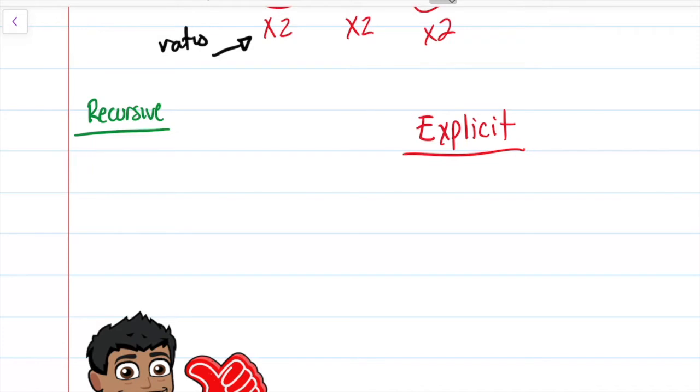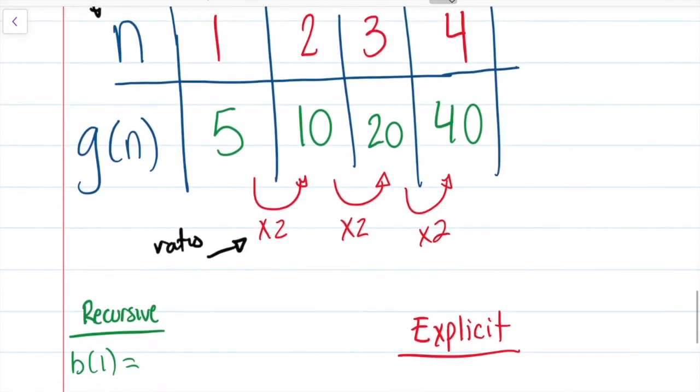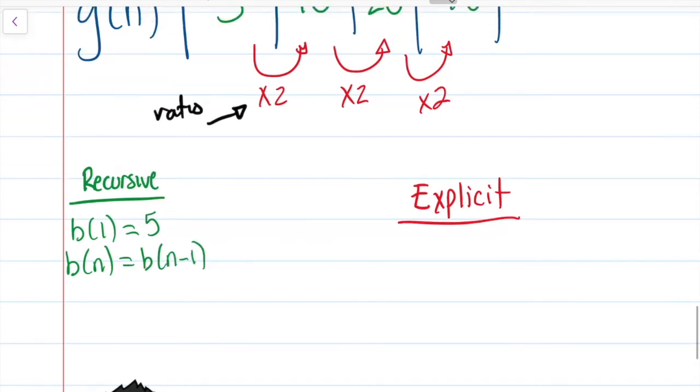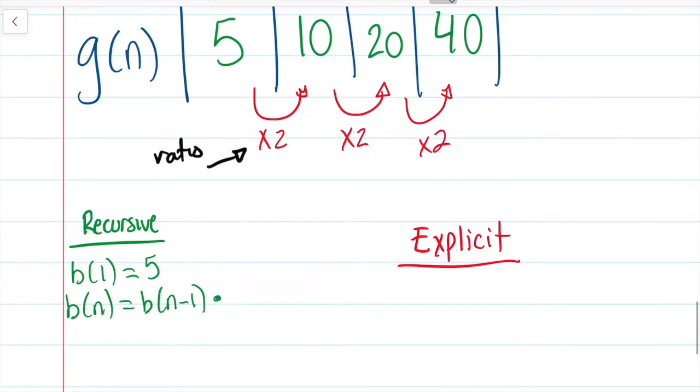So quick review. If you want to do recursive, we always write the first term. Let's pick any letter you want. Let's call it b of 1. So my b of 1, the 1 inside is always the term number, will be equal to 5. And b of n equals b of n minus 1. This is always the same, guys. And on the outside, we multiply it by the common ratio, which would be times 2. So that's basically it for recursive.